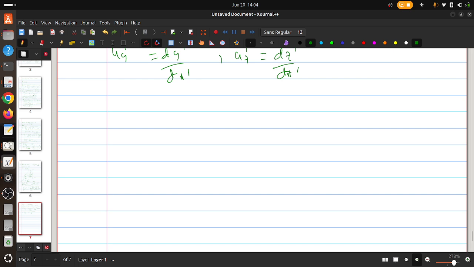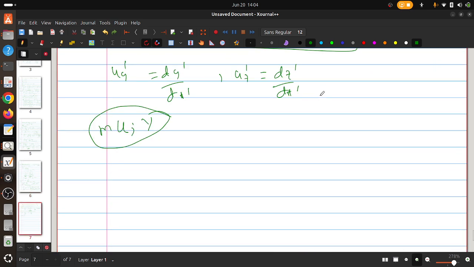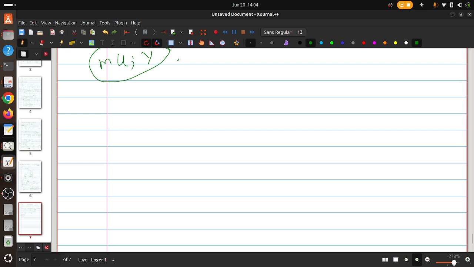So you will find that the relativistic definition of momentum, m uj gamma, is what is conserved in both the frames and not the definition m uj. Hence, this is the correct definition of the momentum, right? Good test to do. Now, another thing, energy. Let's talk about energy now. Energy of the particle in relativity.